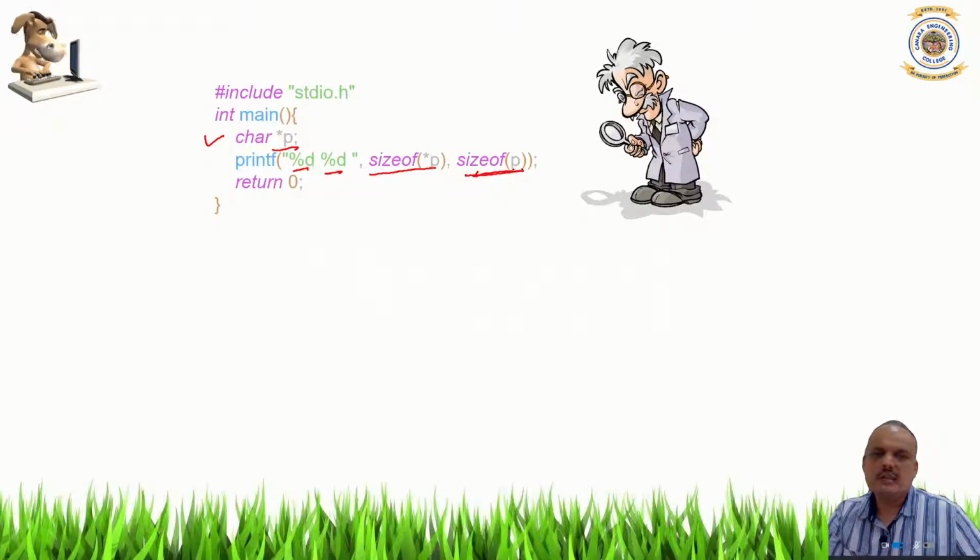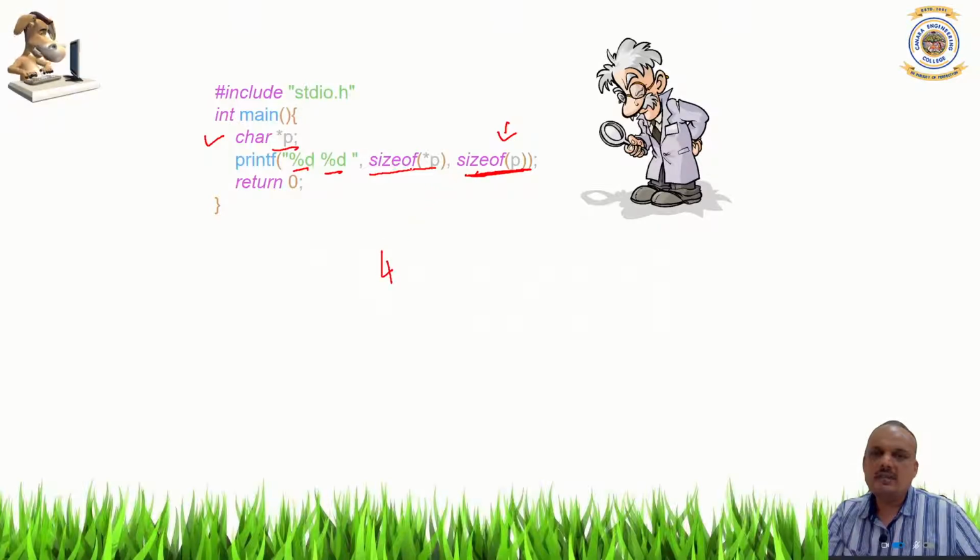Sizeof p is the amount of memory allotted to store p. And what is p? P is a place where the address of a character is going to get stored. So what would be the size of memory required to store an address of a character? That's 4, right?